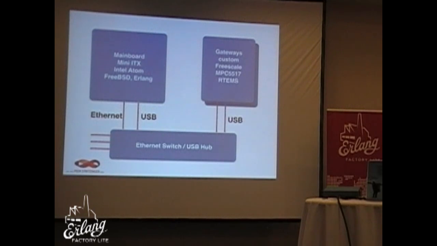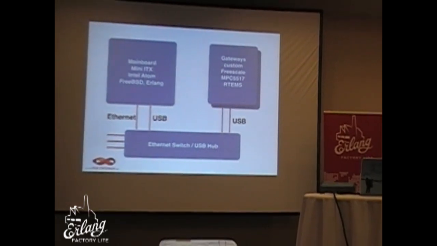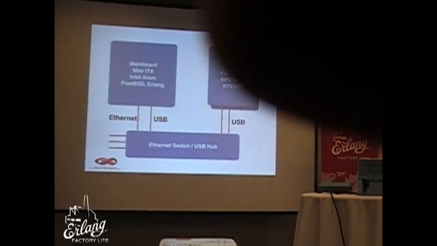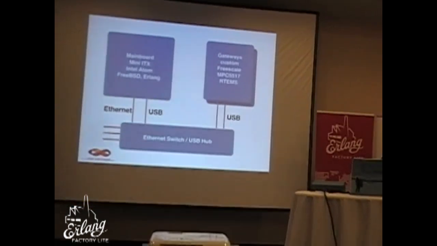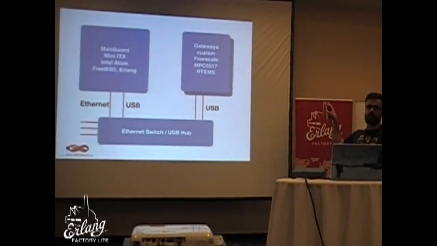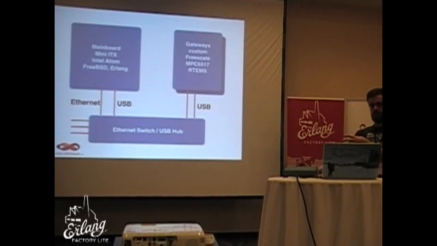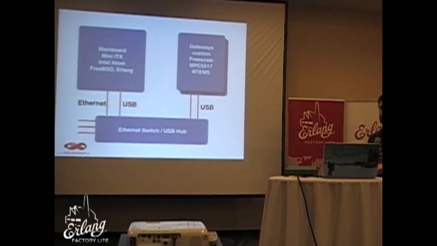This system is built on an industrial FreeBSD motherboard, which runs FreeBSD and Erlang. Then we have these gateways which talk to the ECUs, and they implement all the hardware protocols. These run an operating system called RTEMS, and then we talk to them over USB. So basically, the gateway talks hardware automotive protocols, and then it goes over USB to the Erlang side of this FreeBSD industrial motherboard.